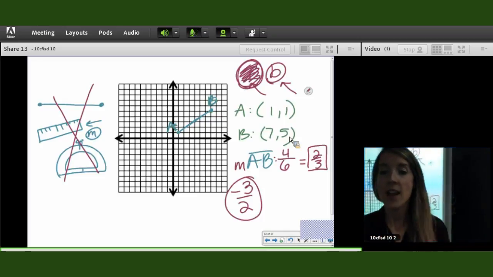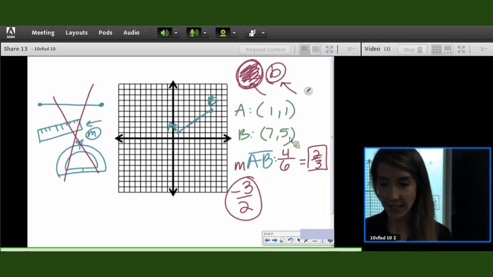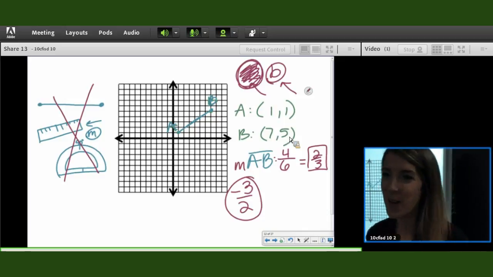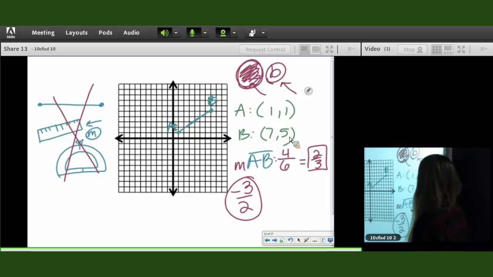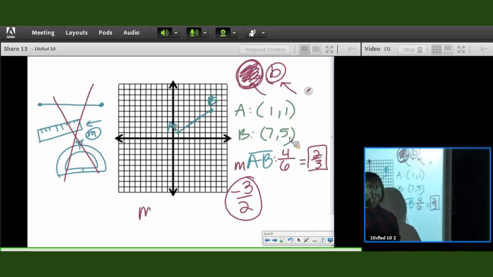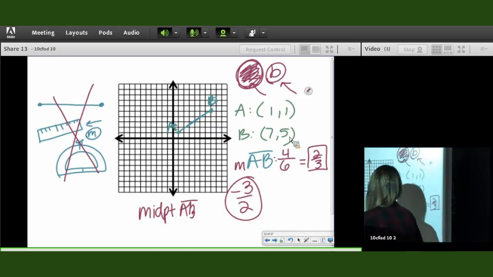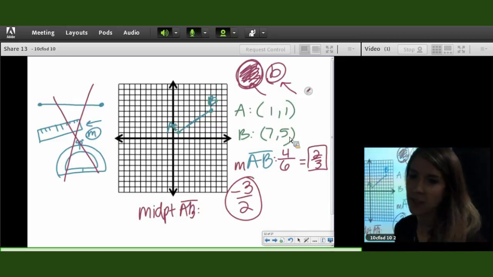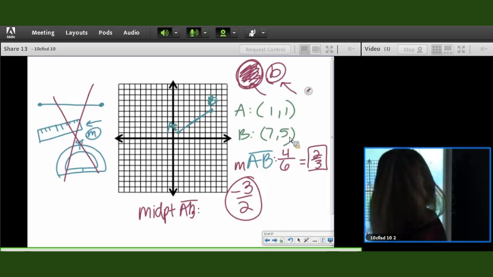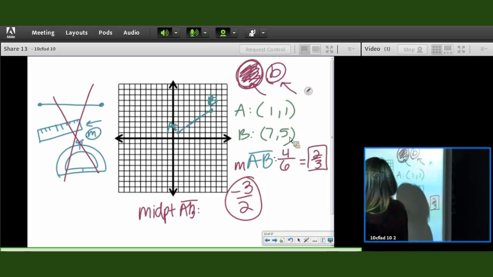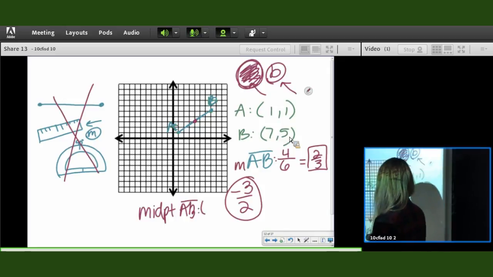We're done. Now we need to bisect this segment. How would you like to locate something that would help us bisect? There we go. Midpoint. We need the midpoint of segment AB. Do you already know it? Well, if you rise 4 and run 6, then just rise 2 and run 3. What is the midpoint?